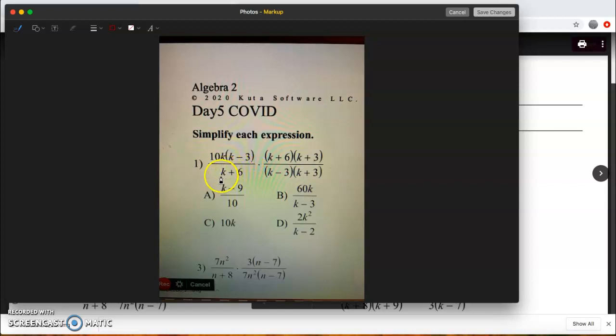And if you can cancel out an entire binomial like this k plus 6 and this other k plus 6, they will disappear. All right, so those are gone. So then these other problems like k plus 3 and the k plus 3, these are also gone. So you're left with just these three pieces left. But k minus 3 and k minus 3, these also cancel out, which leaves you with just this 10k. All right, so if you have that 10k left, then your answer will be C for the first one.